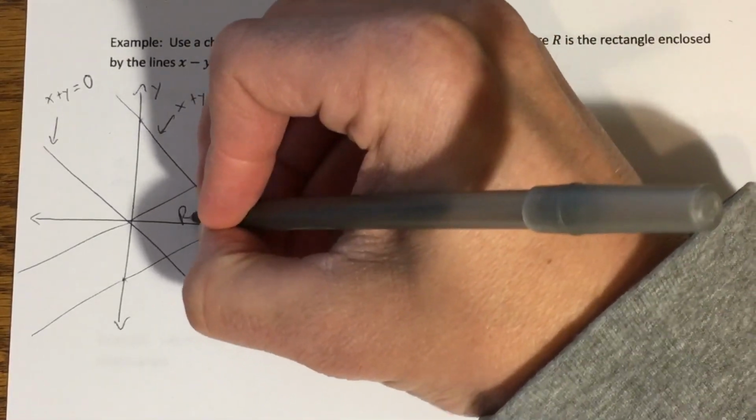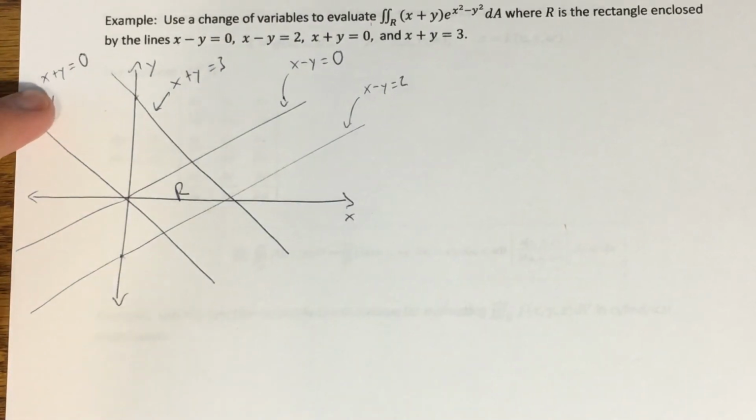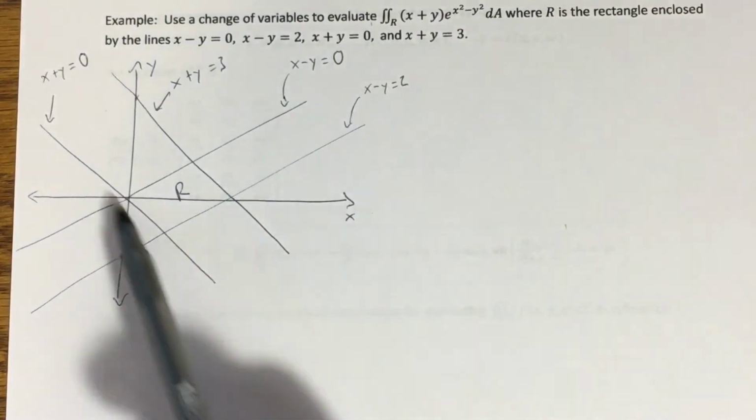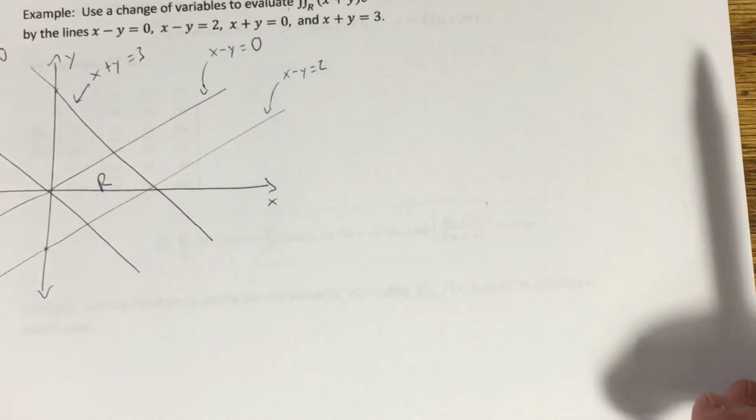So the region R is this one. Now mine looks more like a parallelogram, and that's because, again, I wasn't being super careful about making my lines perfect. But you can show that these lines, for example, x plus y and x minus y, have slopes of 1 and -1, or -1 and 1 respectively, which are opposite reciprocals of each other. That means that these lines here are perpendicular to these lines here, making this a rectangle. Not that important, but I just wanted to point that out.